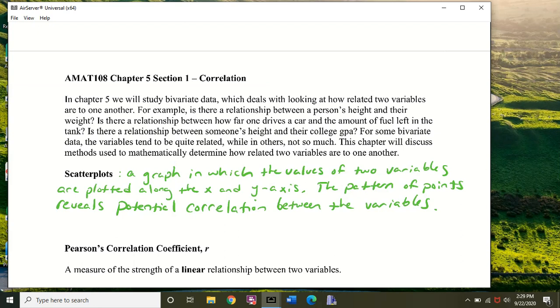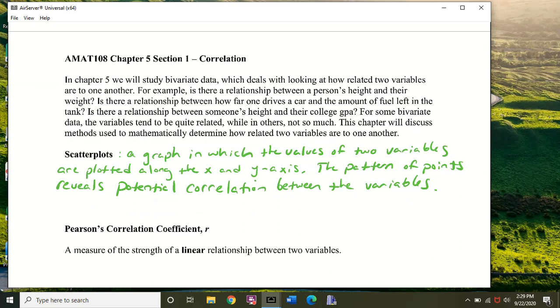Okay, the first thing we look at are scatter plots. And pause it if you need to write the notes down, but a scatter plot is a graph in which the values of the two variables are plotted along the x and y axis. The pattern of points reveals the potential correlation between these variables. Okay, so let's talk more about this.